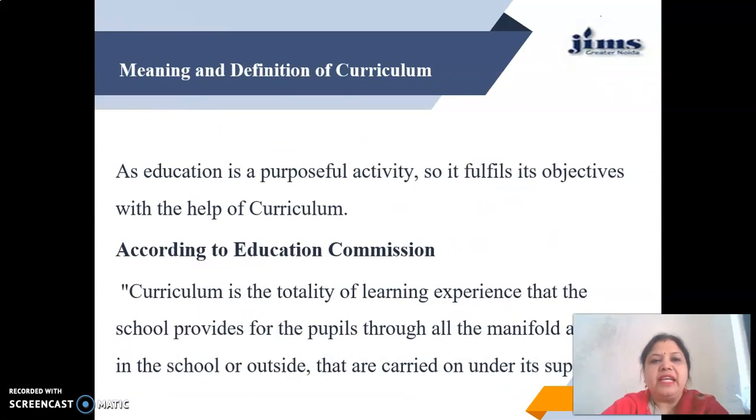Now next is the meaning and definition of curriculum. As we know, education is a purposeful activity, so it fulfills its objectives with the help of curriculum. According to the Education Commission, curriculum is the totality of learning experiences that the school provides for the pupils through all the manifold activities in the school or outside that are carried on under its supervision.